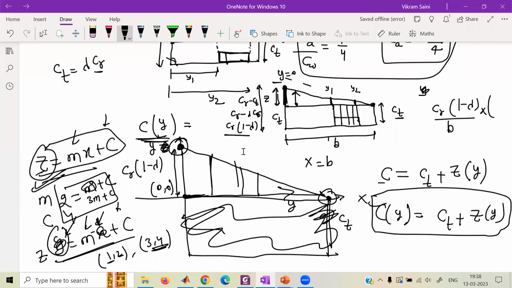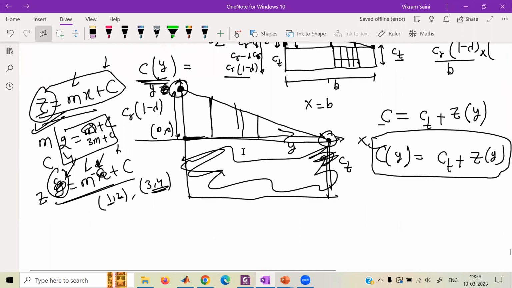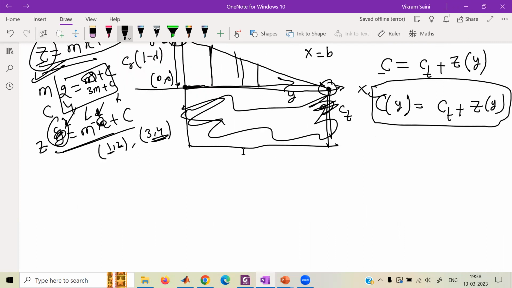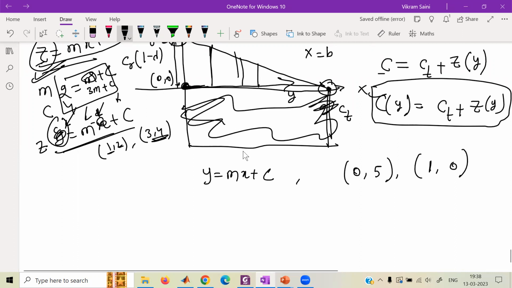Okay, so let's solve this example. Consider y equal to mx plus c, the equation of a straight line, and the points are: at x equal to 0 we have some positive 5, and at x equal to 1 we have 0. So it's a similar kind of example. When x is equal to 0, we are at a certain height here, but for a certain value b, in this case let's take 1, the height is 0. So (1, 0). Let's solve this for m and c.